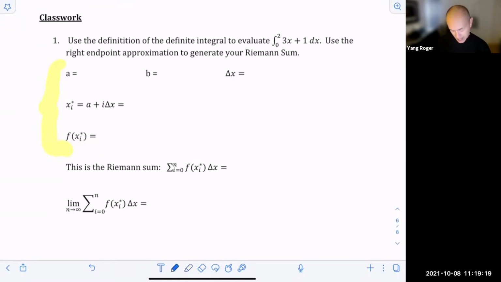First thing I would say is that A is always the lower limit, so we want to put a 0 here. B is the upper limit, so we're going to put a 2 here. Our delta x is going to be b minus a, put that in parentheses, over n. So that's going to be 2 minus 0 over n, which is just 2 over n.